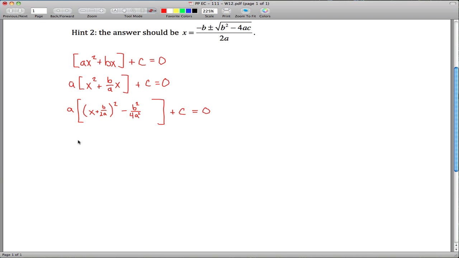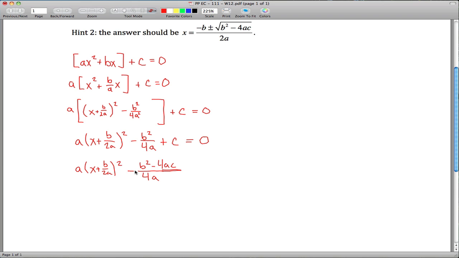Now we can distribute this a back in, and we get a times x plus b over 2a squared, minus, multiplying this a in here, you can cancel it with one of the a's in the denominator, and you're just left with b squared over 4a, plus c equals 0. It would be nice to put these together. To do so, we need a common denominator. 4a looks like a good common denominator. So we have a times x plus b over 2a squared, minus b squared over 4a. To get a common denominator of 4a, we multiply by 4a over 4a. Or, if we want to subtract it all, maybe we multiply by negative 4a over negative 4a to get negative 4a on the bottom. So b squared minus 4 times a times c.